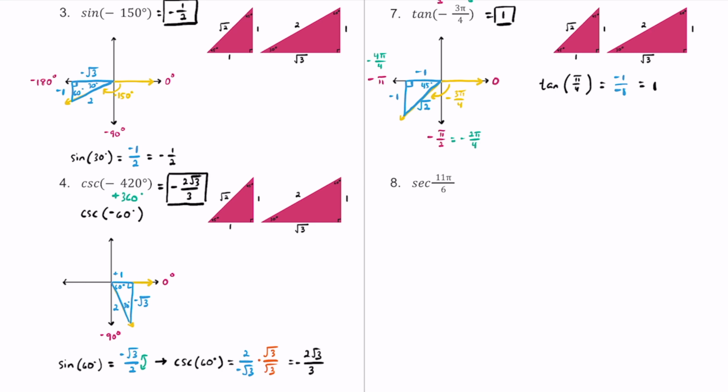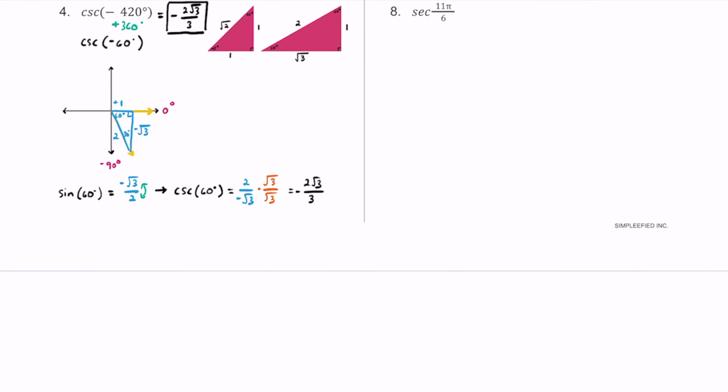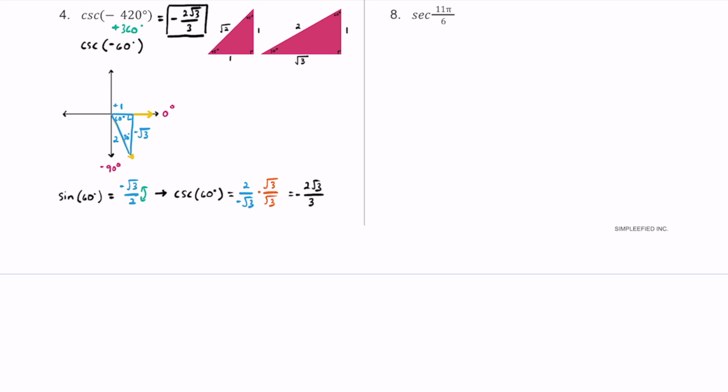All right, here is one final practice problem for number 8. We have secant of 11 pi over 6. Alrighty, so where's 11 pi over 6? We have 0 radians, and then we have pi over 2, that's 90 degrees. Pi, that's 180, 3 pi over 2, that's 270, and then this is going to be 2 whole pi's again.